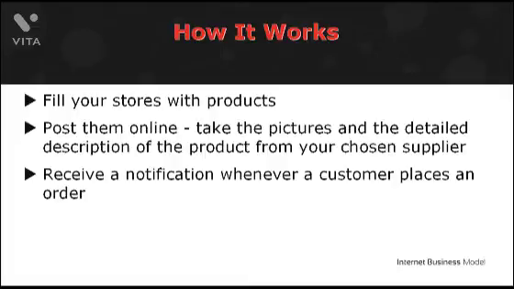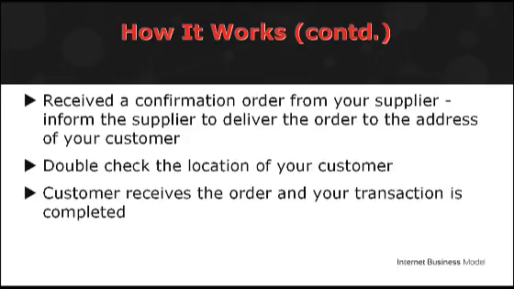Next, a customer or two will be interested in what you're offering. Then they'll place an order and pay for it. You'll receive a notification whenever a customer places an order. When that happens, contact the supplier who stocks up on this product. Place the same order as your customer to your supplier. Once you've received a confirmation order from your supplier, you need to inform the supplier to deliver the order to the address of your customer. Double-check the location of your customer's address. Then the customer receives the order and your transaction is completed.